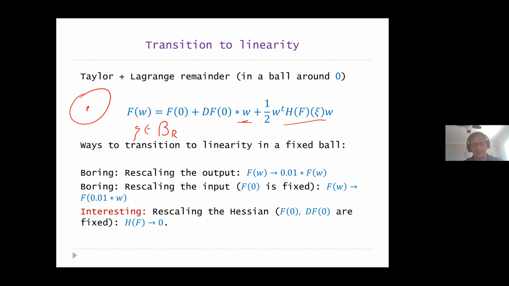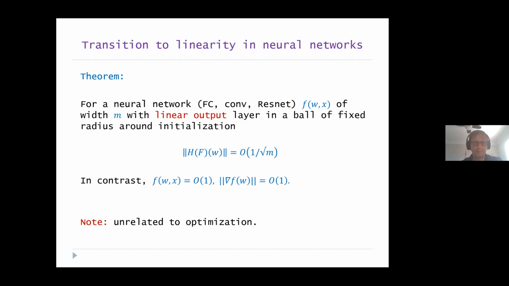But here is an interesting thing. You can rescale the Hessian itself. And if somehow the Hessian goes down, then you get the transition to linearity, but not for any of these obvious reasons. And that's actually what happens. And so this is a theorem.